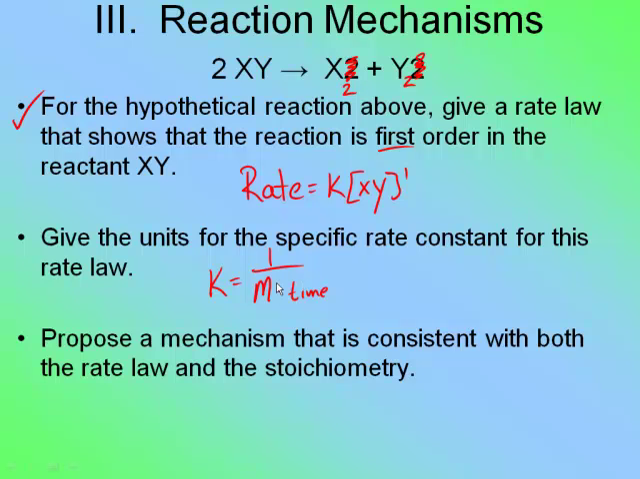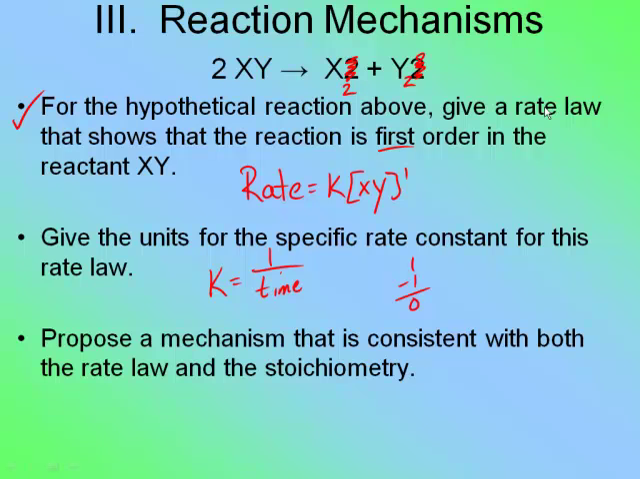Now, my units on M is always 1 less than the overall reaction order. My overall reaction order is a 1. So it's 1 minus 1, which is 0. Well, anything to the 0 is 1. So my actual units here are just 1 over time. I know, it's kind of funky. You'll see it as we do more examples, and it'll make more sense.